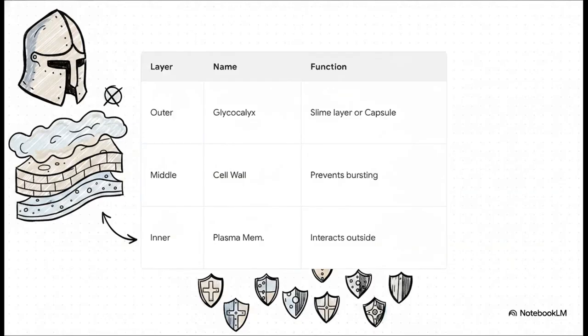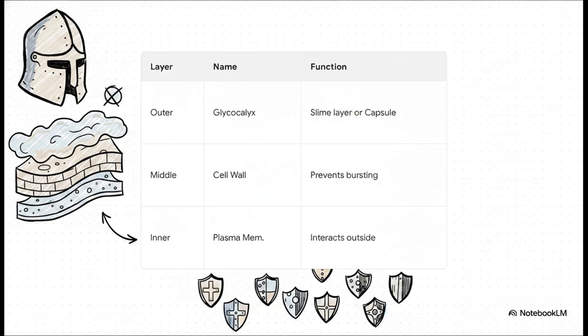So moving past the historical stuff, how do the absolute simplest, oldest forms of life actually build their armor? Let's take a look at prokaryotes. These are the microscopic pioneers of our planet, and their ultimate defense mechanism is the cell envelope. You can think of this basically like incredibly sophisticated medieval armor made up of 3 distinct layers. On the absolute outside, we've got the glycocalyx. This layer is highly adaptable.